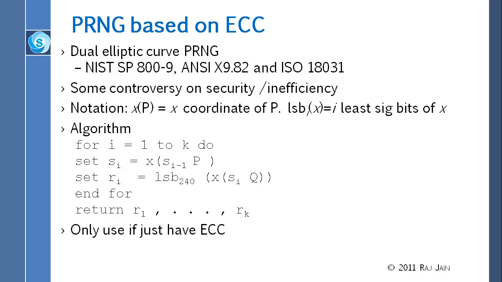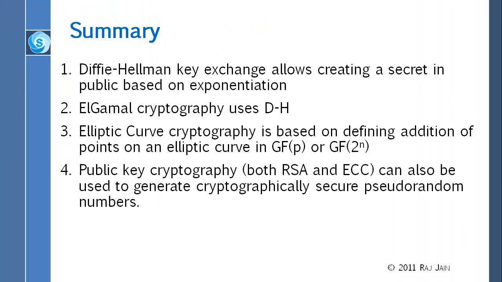So basically this keeps circulating around the curve, and then you keep adding the bits, and that becomes random numbers. So you keep repeatedly adding, multiplying P by Si minus 1, which means adding P Si minus 1 times, and adding Q Si times, and you return some Q. So anyway, that brings to the end this chapter.